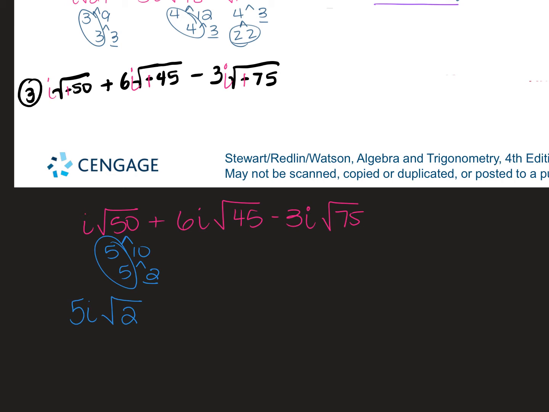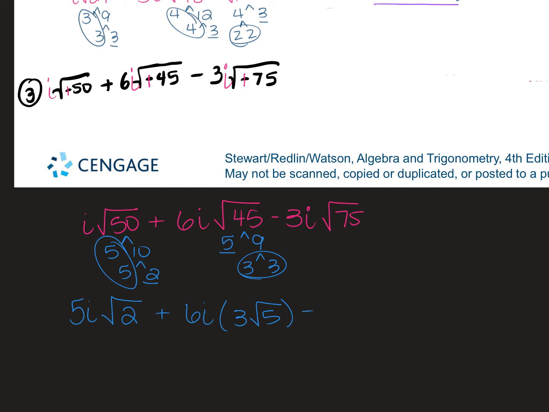Then you have that 6i, plus 6i, and that's going to multiply by whatever that 45 under that square root simplifies to. So 45 is 5 and 9. 9 is 3 and 3. Your two 3s pair up. Your 5 stays under. So that's 3 square root 5.